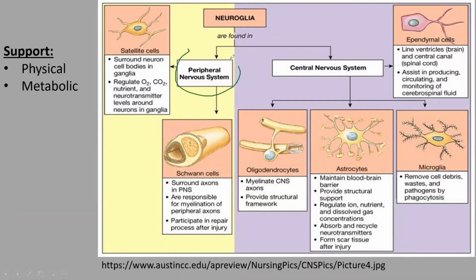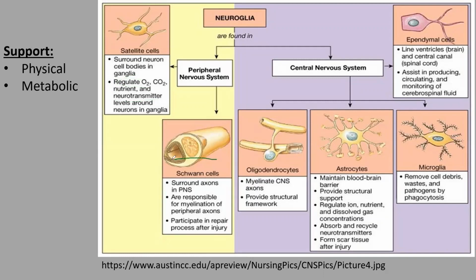They play a very important role in the proper functioning of neurons and provide a good environment for neuronal function. Neuroglia in the peripheral nervous system are satellite cells. They surround the neuron cell bodies in ganglia. Also, they regulate the oxygen, carbon dioxide, nutrient, and neurotransmitter levels around neurons in ganglia.